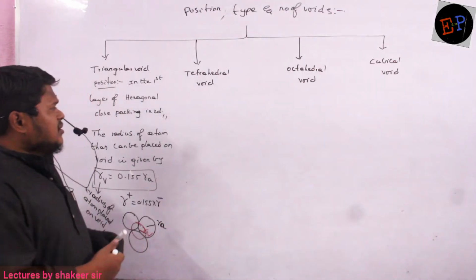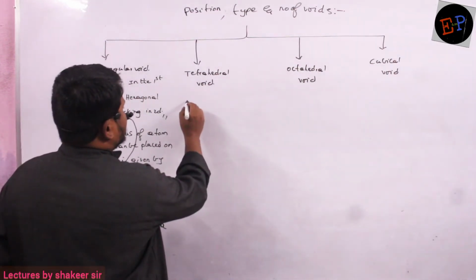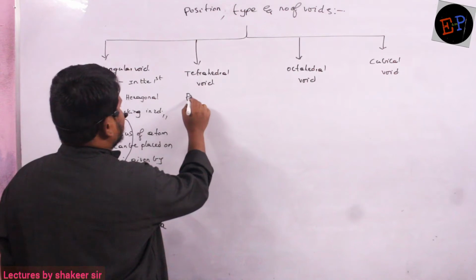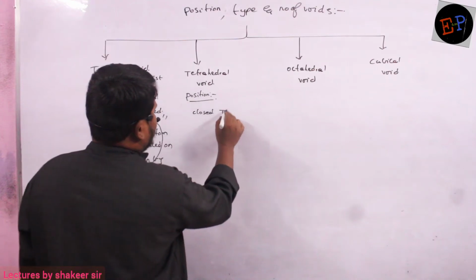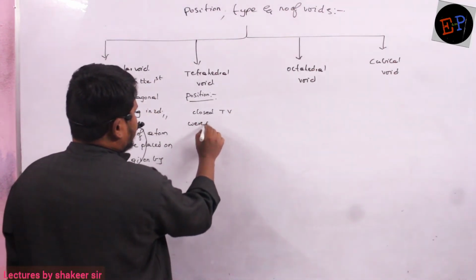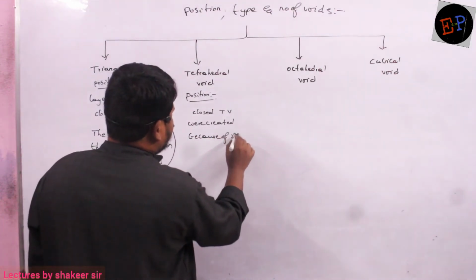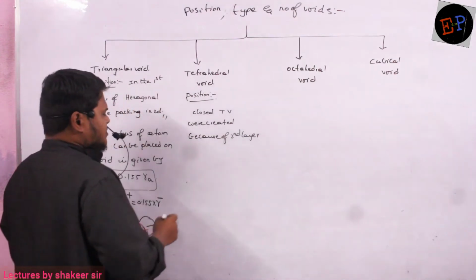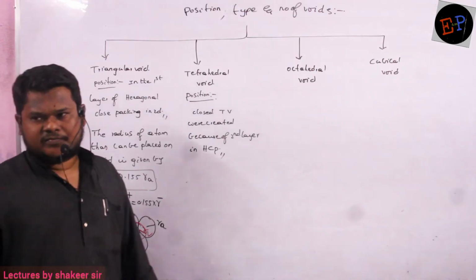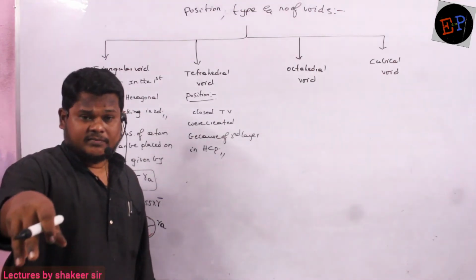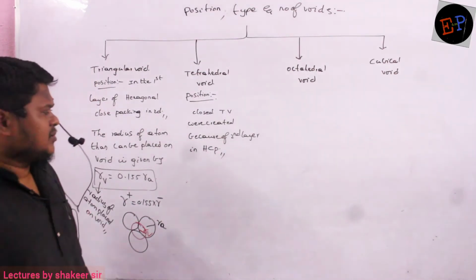Now let us have a discussion on tetrahedral voids. Where were the tetrahedral voids created? So the position we will discuss. Closed tetrahedral voids were created because of the second layer in HCP, hexagonal close packing. Already we have discussed, no? Triangular voids, if you close them by an atom, then what is the type of void created? Closed tetrahedral void. Are you able to understand?